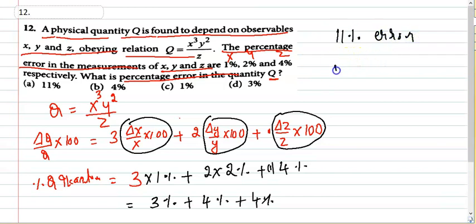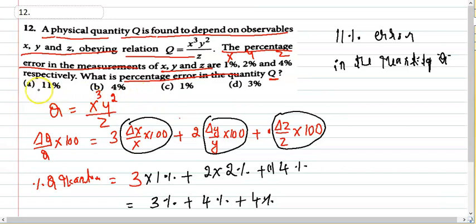So the error in the quantity q is 11 percent. Option A is the correct answer for this question.